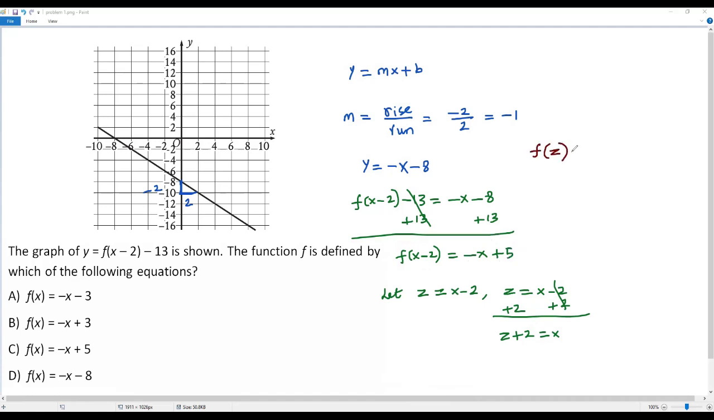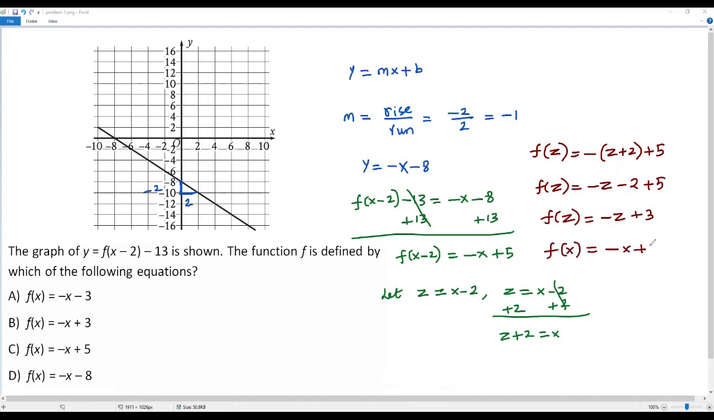Then we have f(z) = −(z + 2) + 5. Let's do some simplification on the right side. We can distribute this negative sign to the z and +2. Then I'm getting −z − 2 + 5. So f(z) = −z, and when I combine these two numbers, I'm getting positive 3. Now we can replace this z by x on the right side also. Then I'm getting f(x) on the left side, and on the right side we have −x + 3. Here I got the function f(x).